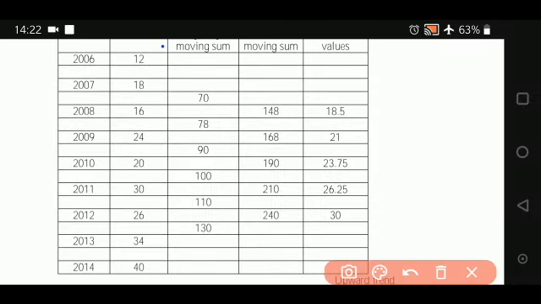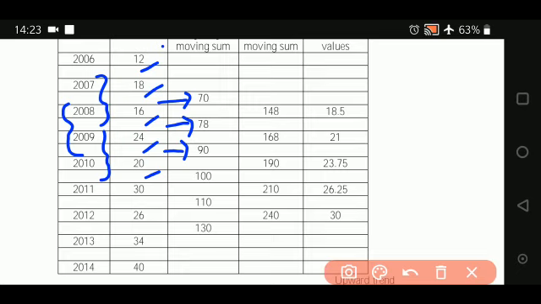So the first thing is to add 12, 18, 16 and 24. That totals to 70. And you are writing it between 2007 and 2008. Then you skip 12, then you add 18, 16, 24 and 20. That totals up to 78. You are writing between 2008 and 2009. Similarly for 2009 and 2010, you skip 18 and the total 16 plus 24 plus 20 plus 30 is going to be 90.